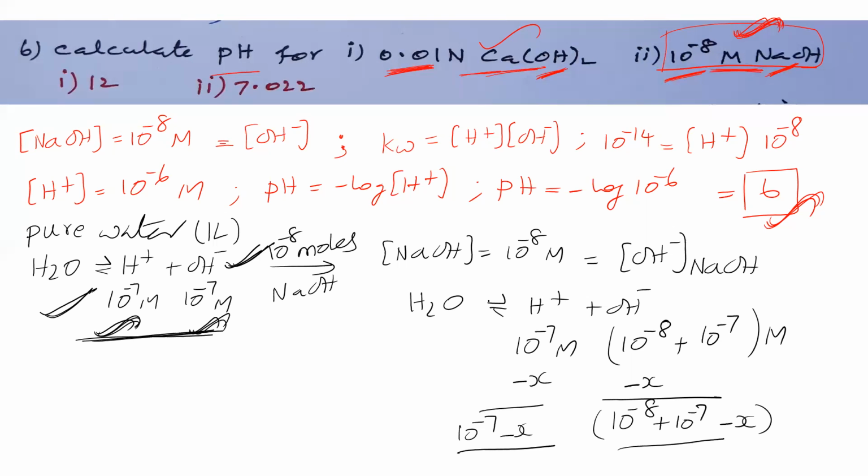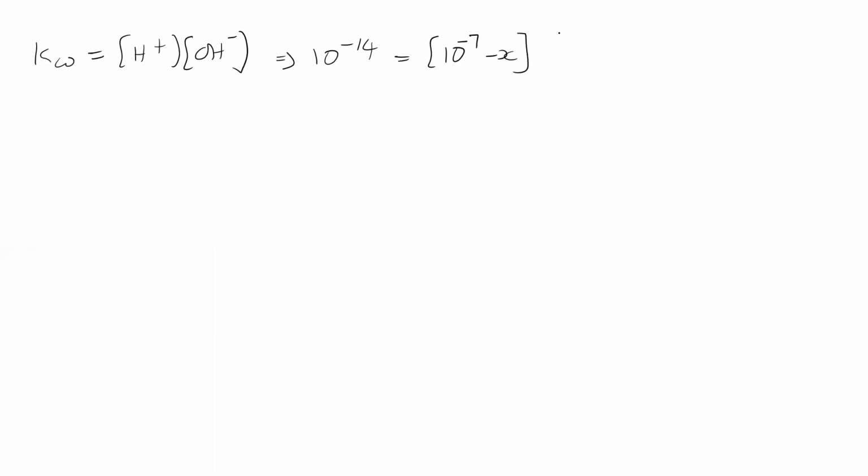Now for this we will write the equilibrium constant. Kw is equal to the concentration of H plus into the concentration of OH minus. Now Kw we will substitute as 10 to the power of minus 14, into the concentration of H plus, which we write as 10 power minus 7 minus X.